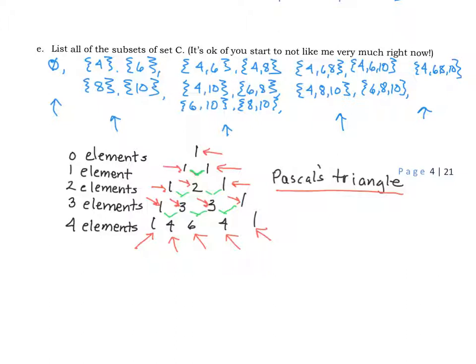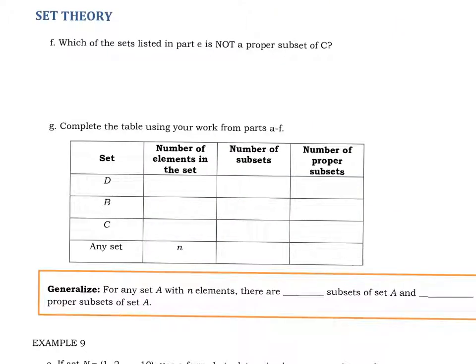All right, so let's go on to the next page to finish up our discussion of set C. So F asks us to state which of the sets listed in part E is not a proper subset of C. Well, that would be the set itself, correct? So the set with 4, 6, 8, and 10 would not be a proper subset of C.